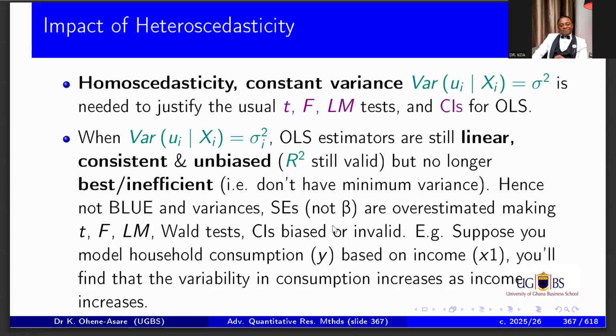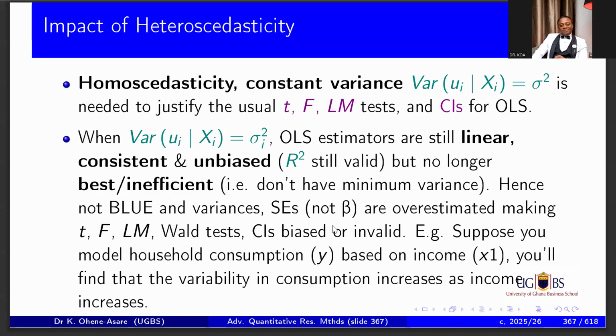even though the OLS estimators are still linear, consistent, unbiased, the R square is not valid anymore. It's no longer best. It's no longer BLUE. It's no longer best linear unbiased estimator. It doesn't have a minimum variance. Hence the BLUE, which means best linear unbiased estimator, is no longer valid. The variances are no longer valid. The standard errors are no longer valid, even though the beta values will remain the same.